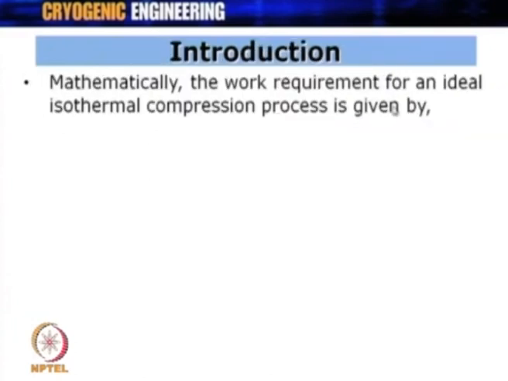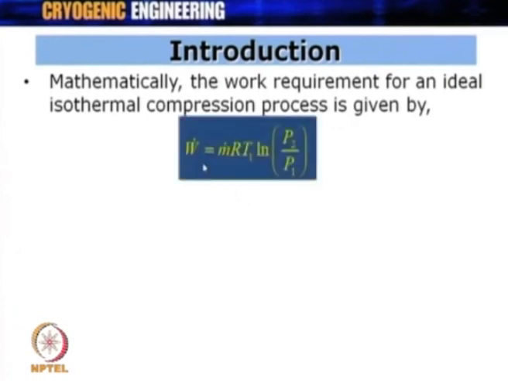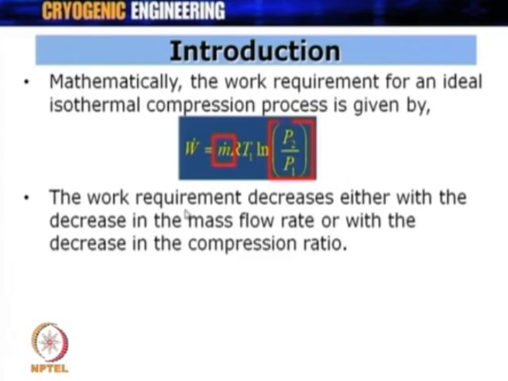Mathematically, the work requirement for an ideal isothermal compression process is given by W dot is equal to m dot R T1 log P2 by P1. This is the work of compression for an isothermal process. What does this mean? The work requirement decreases either with the decrease in mass flow rate or with the decrease in compression ratio. In this equation you can see there are three parameters, m dot, T1 and P2 by P1.